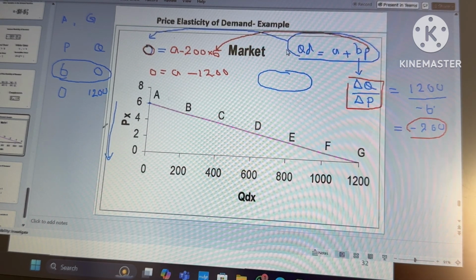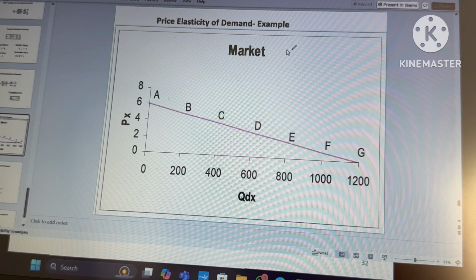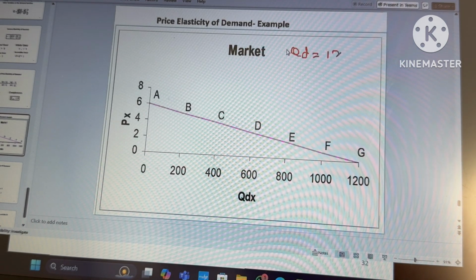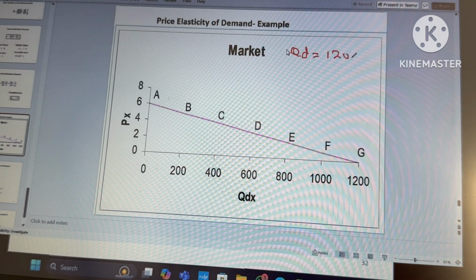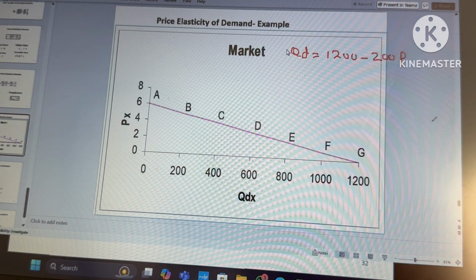Then I'm going to delete all these things and write the equation. Our equation related to this curve is QD equals 1200 minus 200 P. So we found the equation.